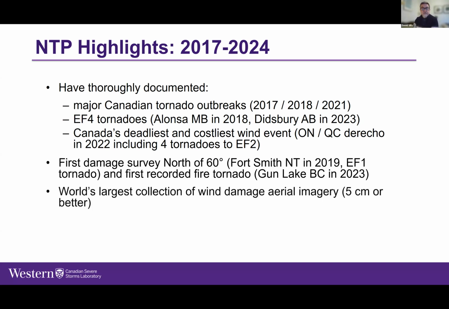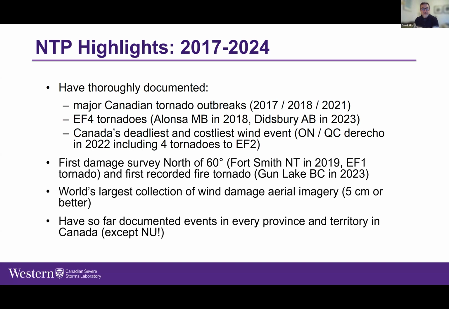We probably have the world's largest collection of wind damage aerial imagery now, 5 centimeters or better, because we've been doing this systematically, and we've got lots and lots of data that the library's been archiving for us. And we've so far documented events in every province and territory in Canada except Nunavut. So far, Nunavut has eluded us. We haven't been able to find any damage there. Not a lot of trees there, and not a lot of communities either. So surely there are tornadoes that occur there, because we do have an account of an event in Nunavut from the past. But since the project has started, we haven't documented anything in Nunavut so far.